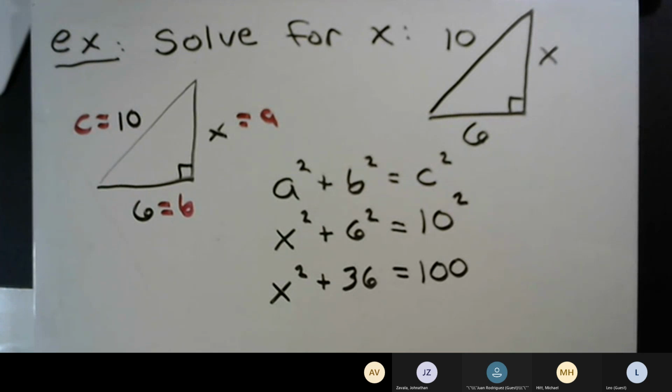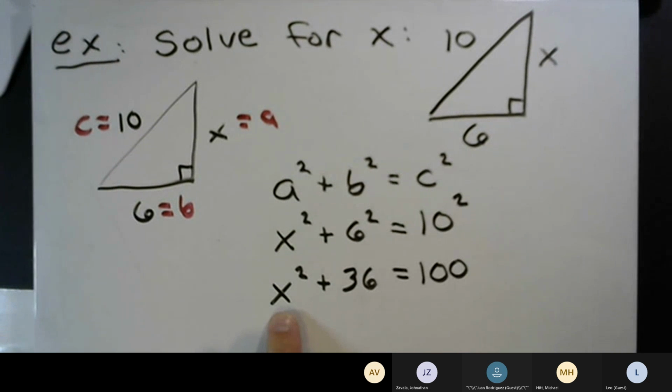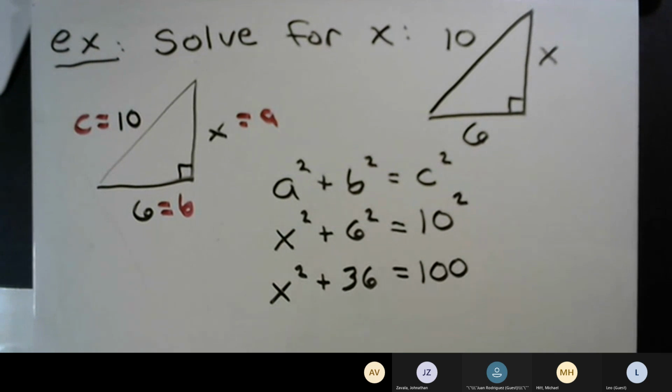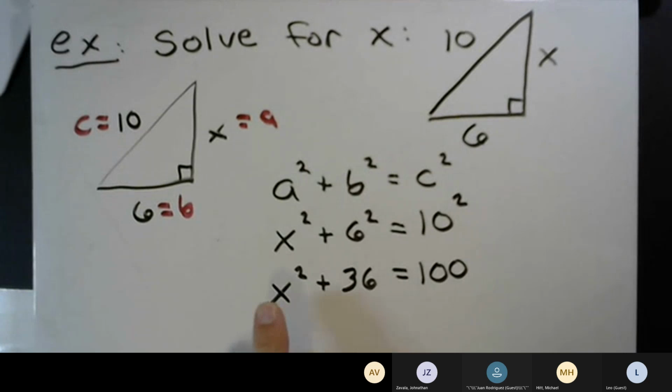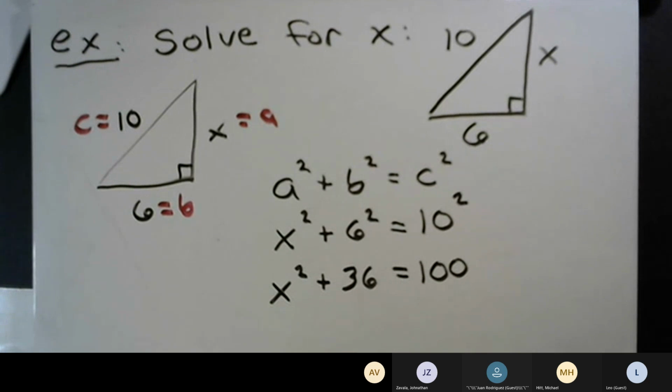We're going to use PEMDAS. Now, usually with PEMDAS, we would square and then we would add because we do exponents before we do addition. But in algebra, we're going to do the opposite. We're going to cancel addition and then cancel the exponent. And the way we cancel exponents is with square roots. So we cancel the addition first.